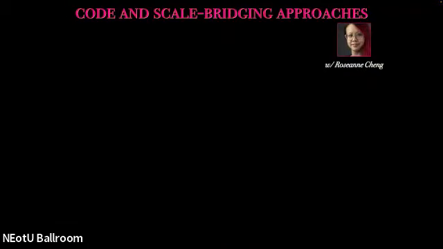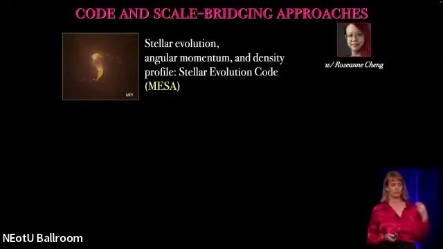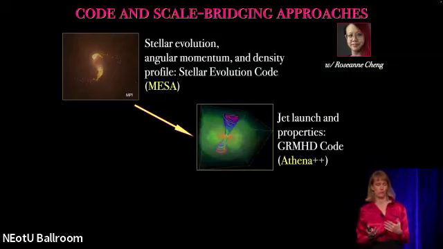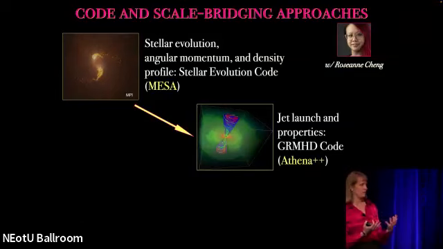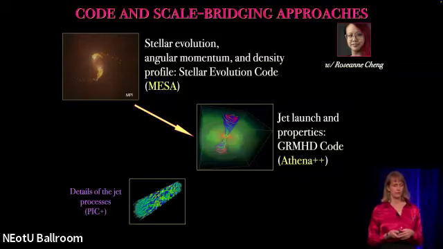I want to highlight my colleague Roseanne Chang here at Los Alamos, who's leading an effort for code and scale bridging approaches to this type of modeling. It's very general, goes beyond GRBs, but I'll tell you in the context of GRBs, we're modeling the progenitor with a stellar evolution hydrocode, MESA. Probably many of you are familiar with this. We model different progenitors, which I'll talk about in a moment, and we take that output from MESA, that final state, and feed it into our initial conditions for GR-MHD codes. We use Athena++. There are many others available.